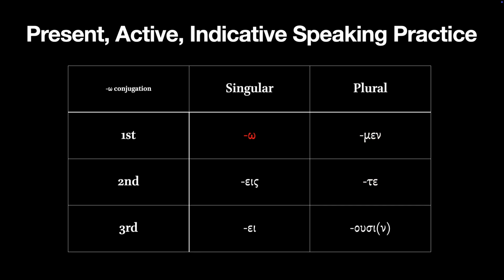One more time, a little bit faster, saying it along with me. O, eis, ei, omen, ete, ousi. One more time, a little bit faster. O, eis, ei, omen, ete, ousi. And you may want to pause here and say it aloud a few more times, a bit faster.